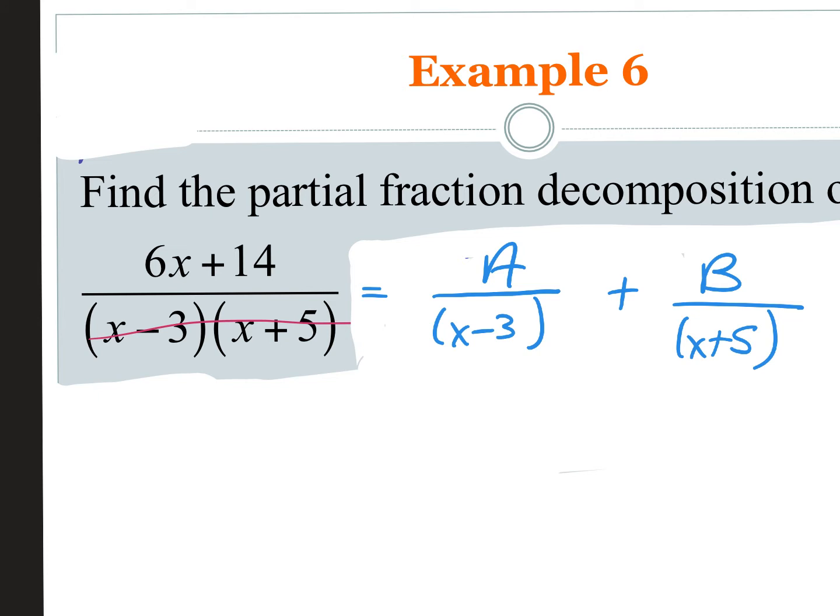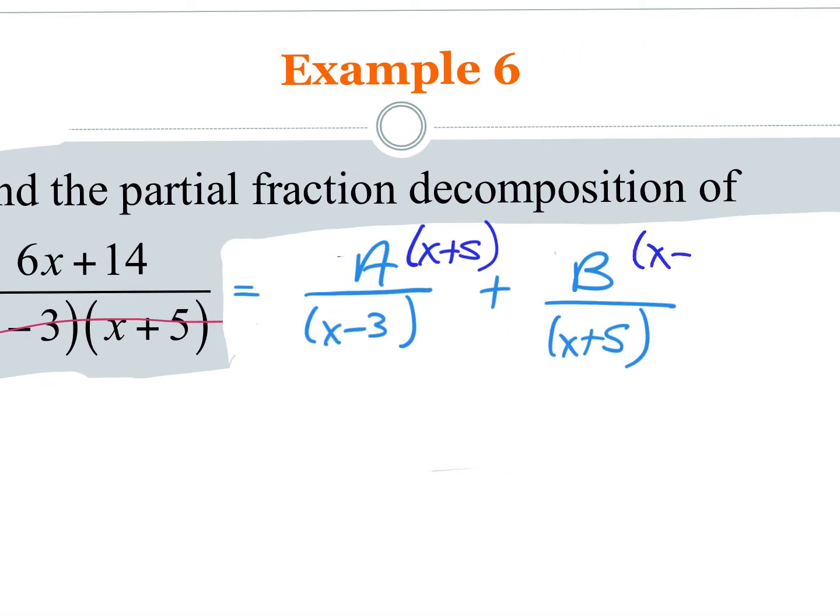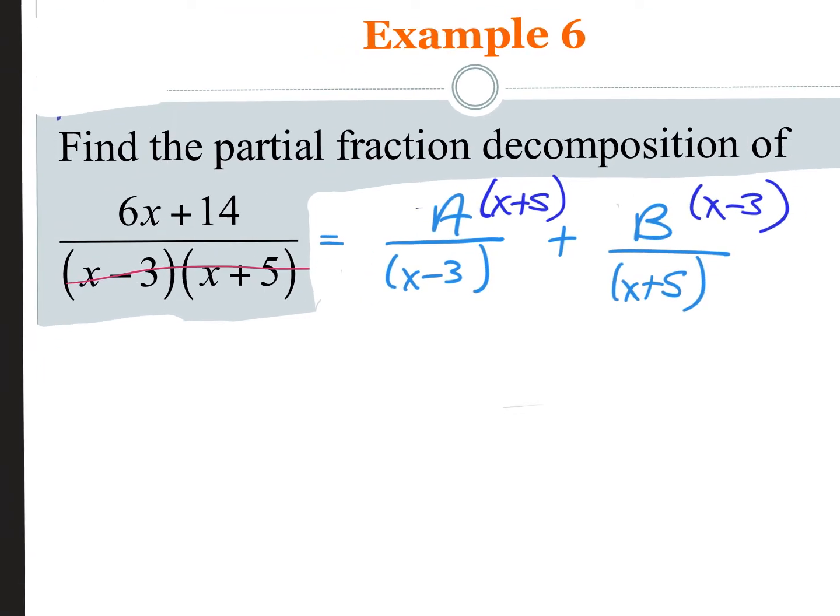Now if I was going to combine these back together, I would have to have a common denominator, correct? So if I look at the fraction A over (x minus 3), what would a common denominator be between x minus 3 and x plus 5? You've got to put them back together. This one has the x minus 3. What's it missing? The x plus 5, correct? Your second fraction has the x plus 5. What's it missing? The x minus 3. Everybody okay?